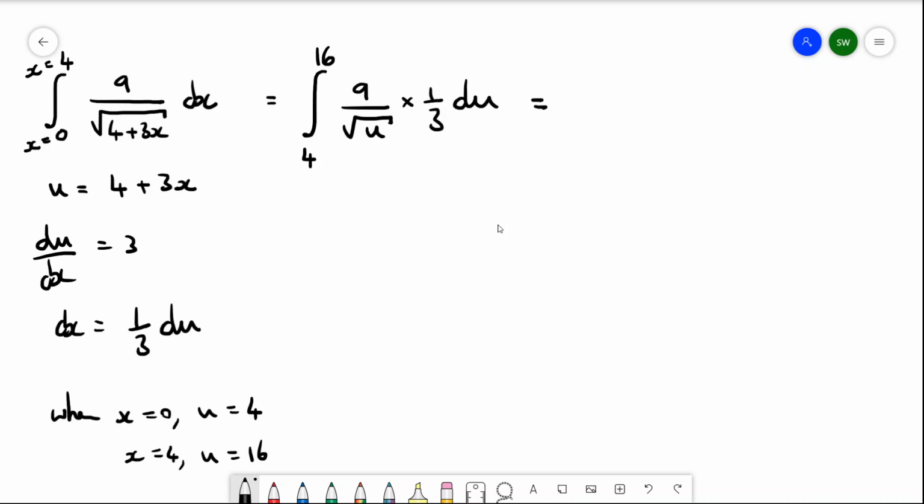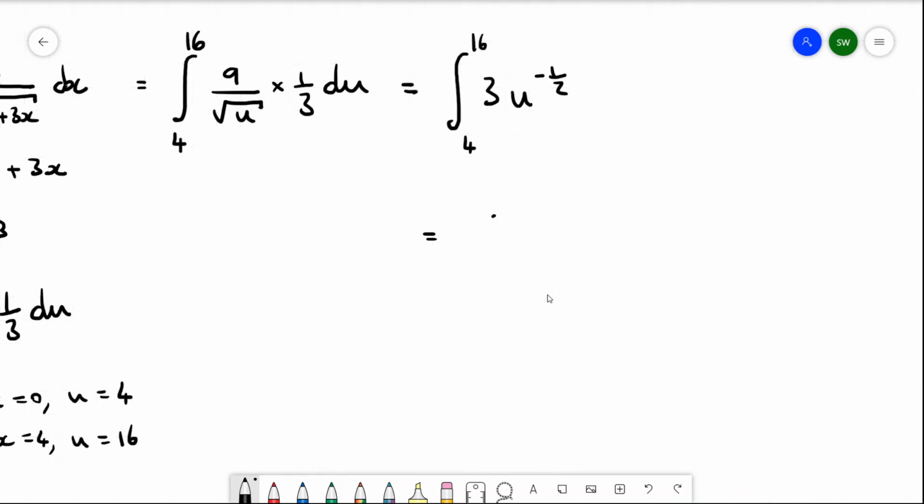So I'm going to do 9 times by a third. A third of 9 is 3. And I'm going to write 1 over the square root of u as u to the power minus a half. So now we can integrate. We can increase the power by 1 and then divide by the new power. So if we increase the power by 1, we've got u to the power of a half, and then 3 divided by a half is 6.